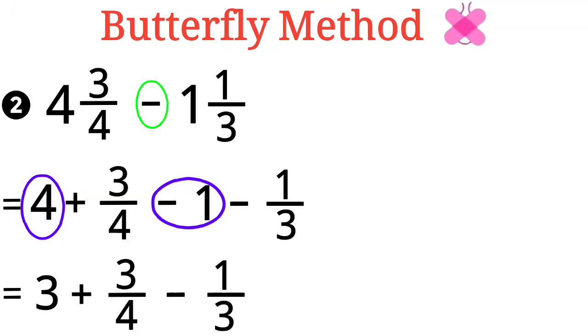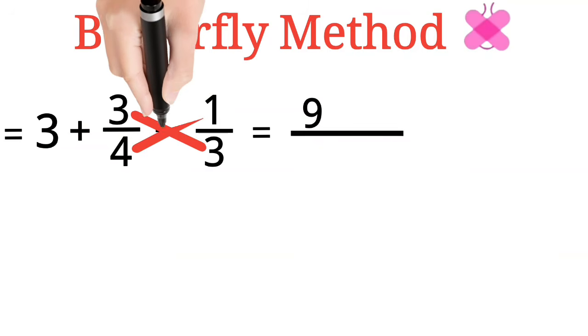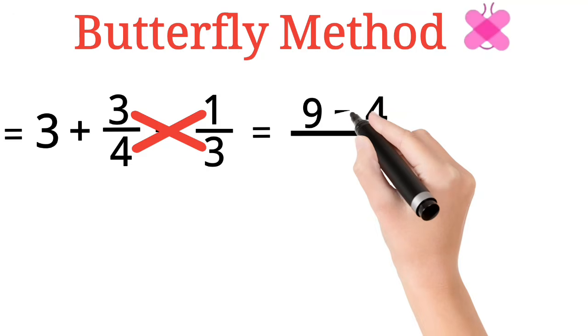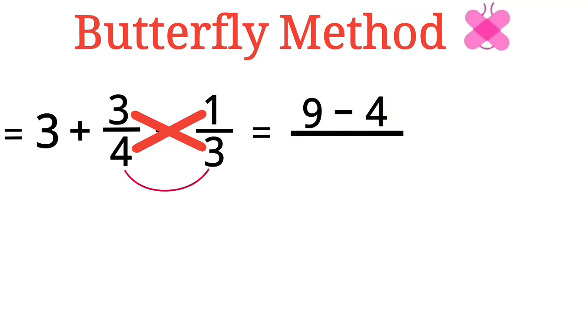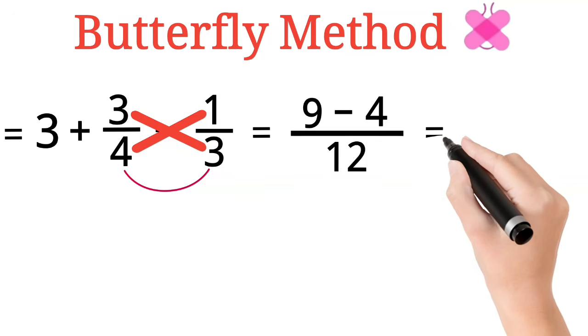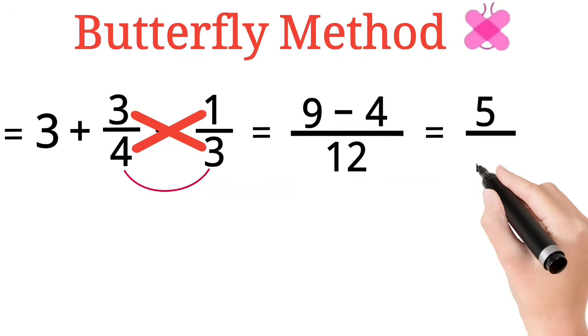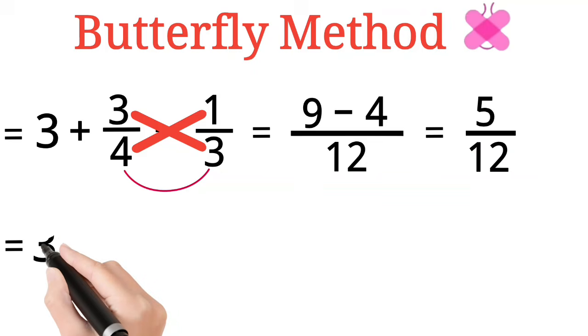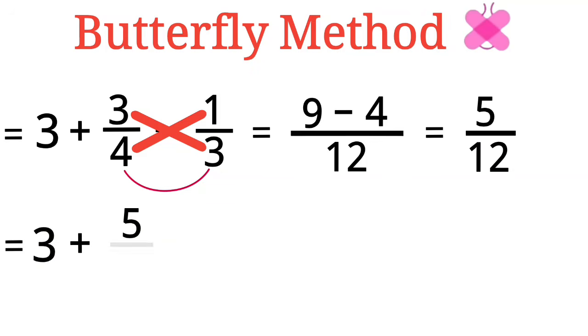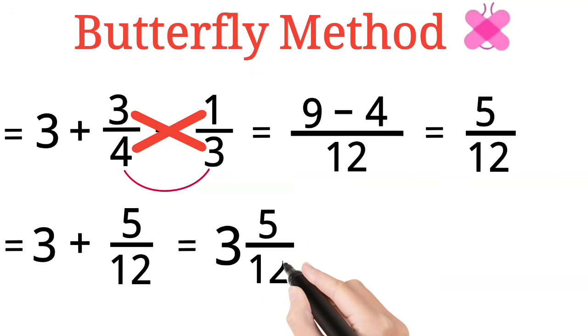This is where we bring back the butterfly method. 3 times 3 equals 9, and 1 times 4 equals 4. Now multiply the denominators. 4 times 3 equals 12. Now subtract the two numbers at the top. 9 minus 4 equals 5. Once you get a whole number plus a fraction, you write it as a mixed number. 3 plus 5 over 12 is 3 and 5 over 12. That one is still fairly simple.